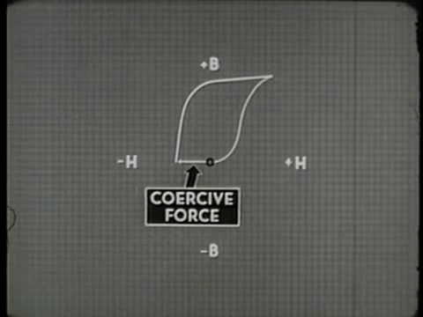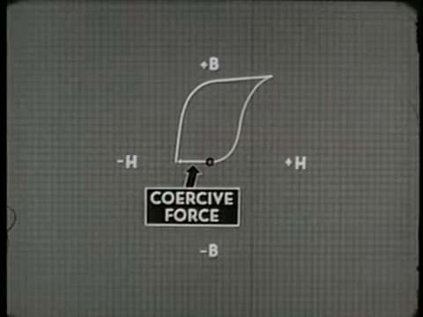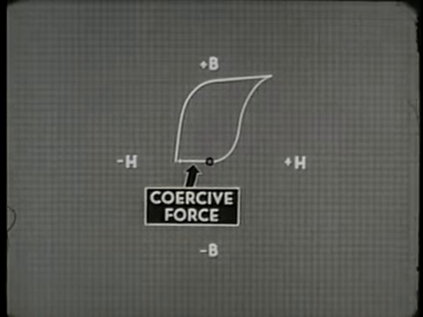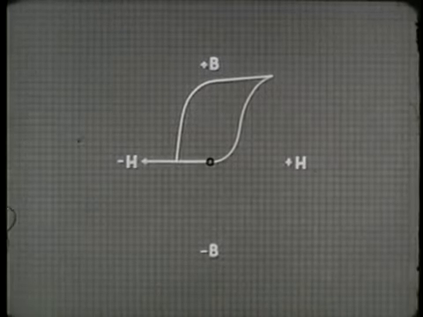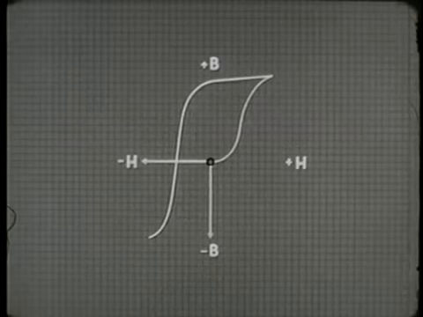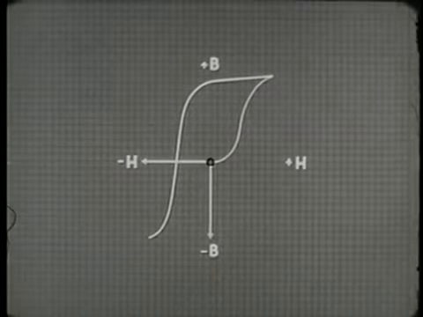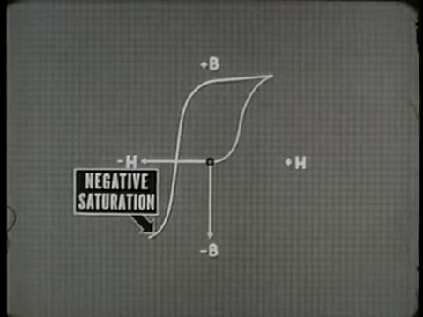At this point, the material contains no magnetism. The flux density is 0. Adding more negative magnetizing force produces a negative flux density. And again, the core is brought to a state of saturation, negative saturation.